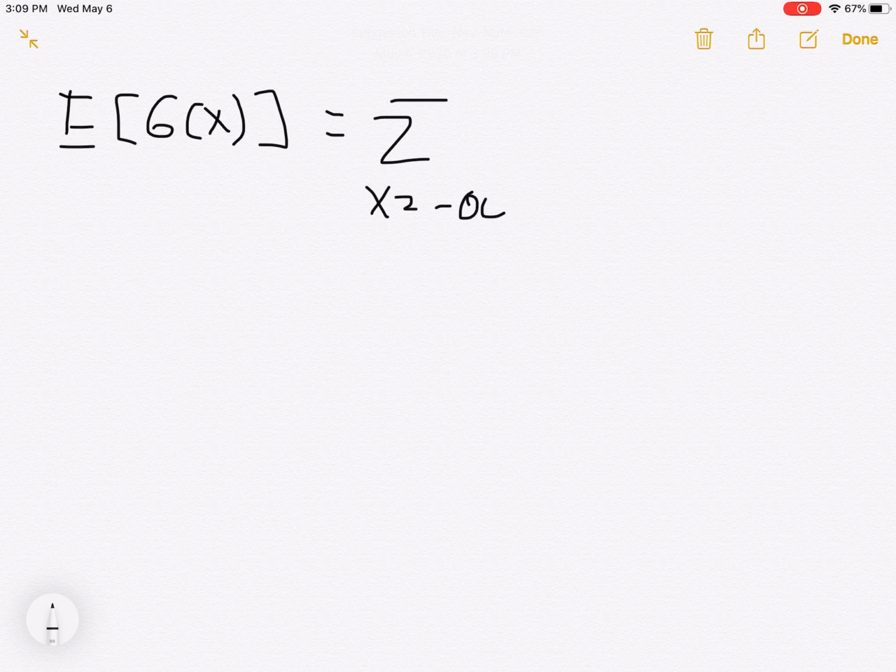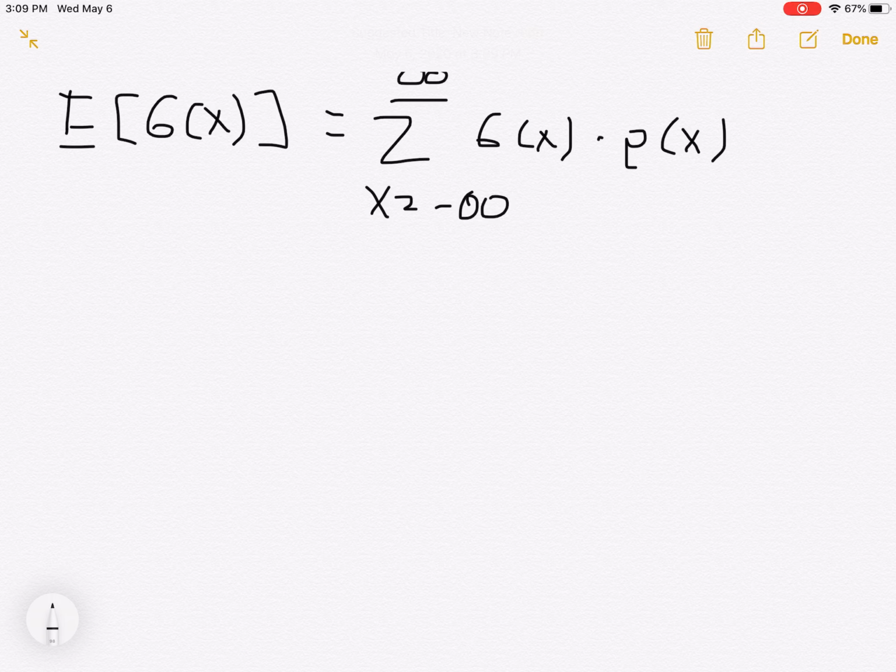Now, let me give you another example, or just something that is important to note: the expected value of a function g of x is defined to be the summation from x equals minus infinity to infinity of g of x times p of x. And there's going to be a very important example here, okay?